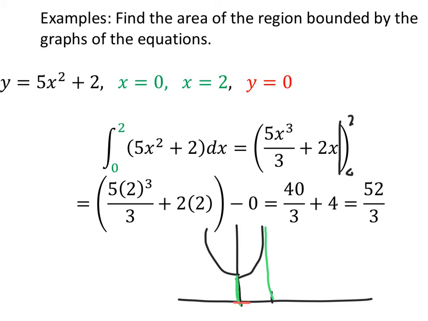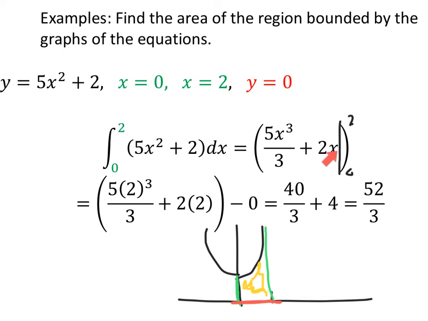And y equals 0, meaning I'm going above the axis. I'm looking for this area here. All of this. Below the function, above y equals 0, between x equals 0 and x equals 2. And this is how we put it into integral form. It's the limits of integration, the left and right endpoints. So the integral from 0 to 2 of 5x squared plus 2 dx is 5x cubed over 3 plus 2x, evaluated from 0 to 2.